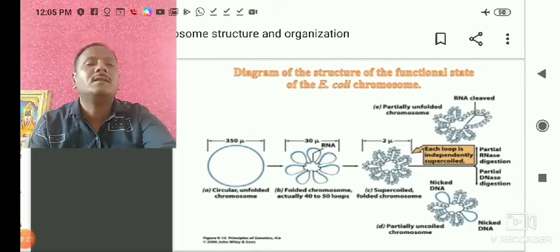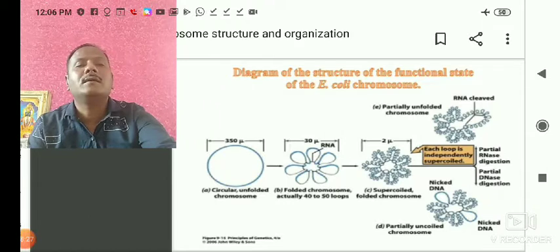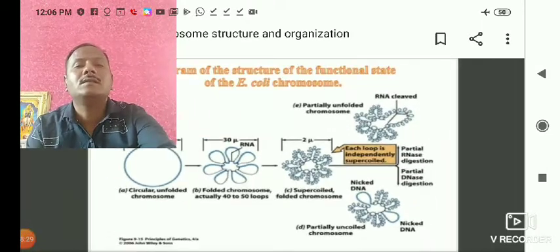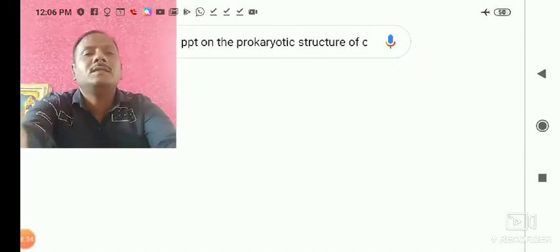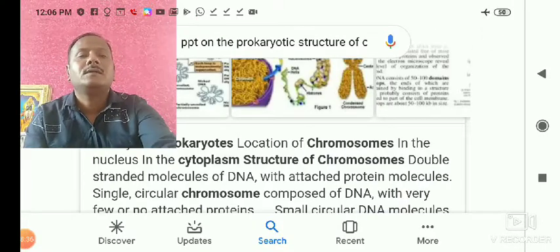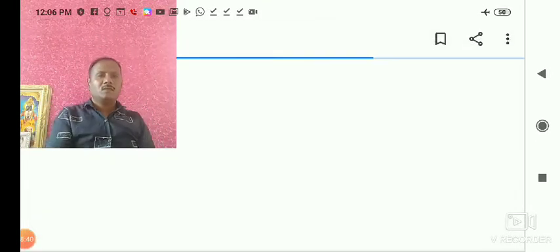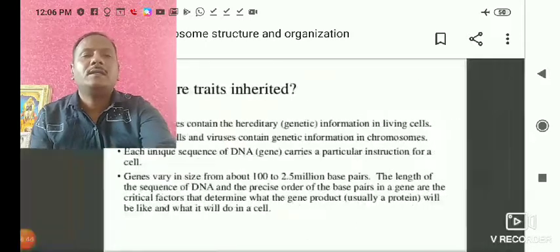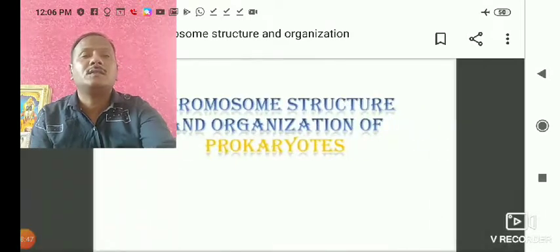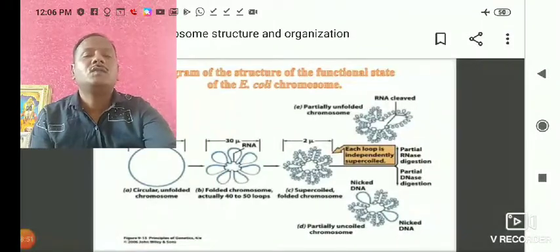So this is the figure. This is the diagram of the structure of the E. coli chromosome. Initially it looks like a round spherical structure. You just see the structure of that chromosome. It generally looks like supercoiled structures, and it is round and spherical generally. But afterwards, what happens? There are changes.